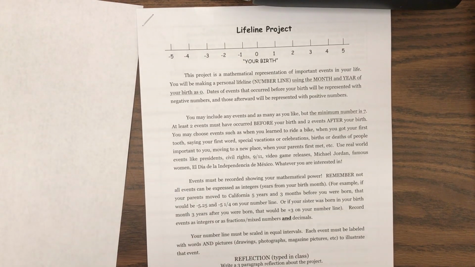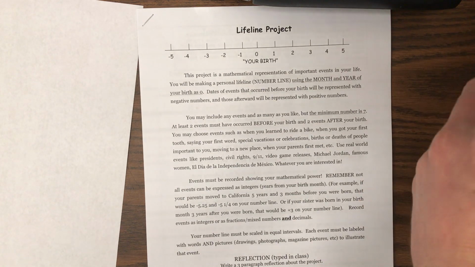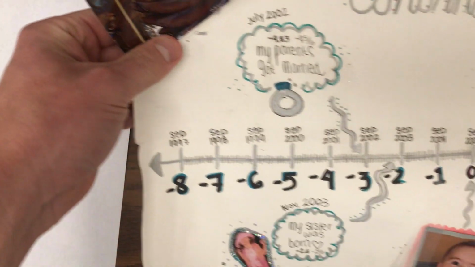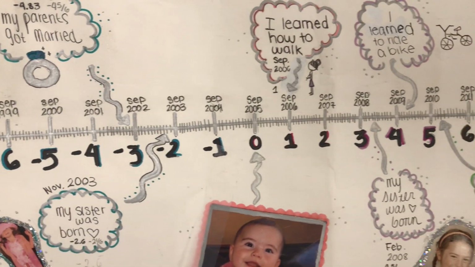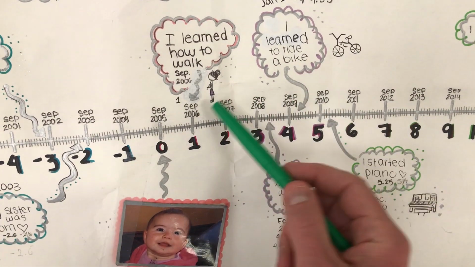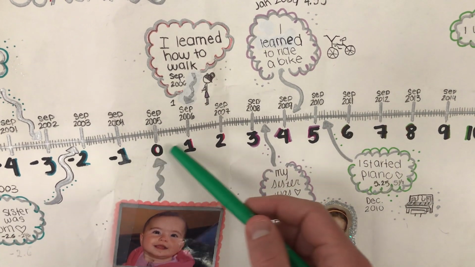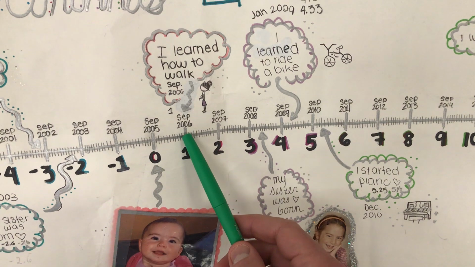Hey, so let's talk about this Lifeline project that's due the day you guys come back from winter break. The idea is to create a lifeline, timeline, you can call it whatever you want, that looks like this. As you can see, it's a big number line going across this poster paper. And the numbers are not only labeled with integers, like -1 and 0 and 1 and 2, but above each one is a month and a year.